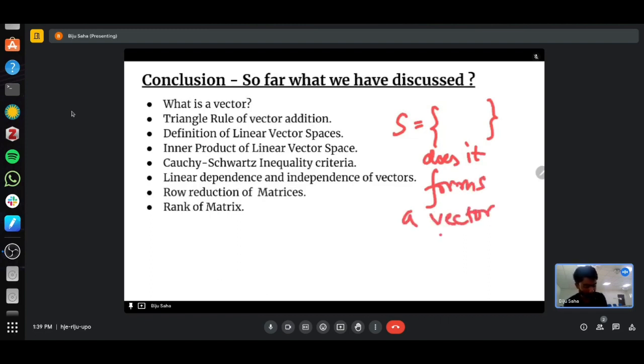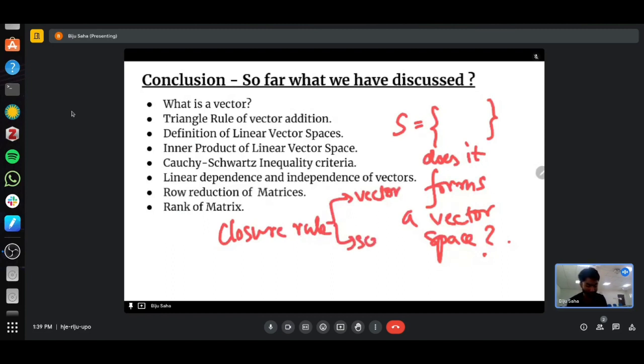Yeah, we have to check whether a set forms a vector space or not. In order to check that, we referred to 4 criteria that must be satisfied by this set for it to form a vector space. One property was the closure rule. There were 2: it should be closed under vector addition, and it should be closed under scalar multiplication.